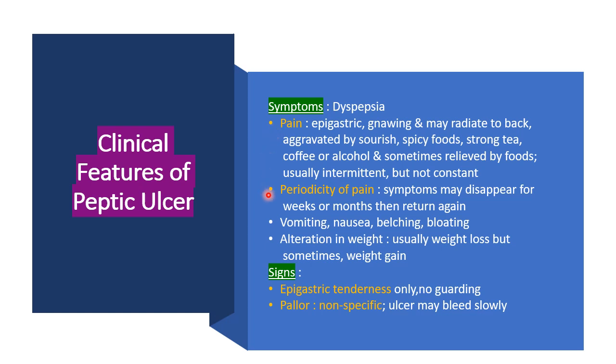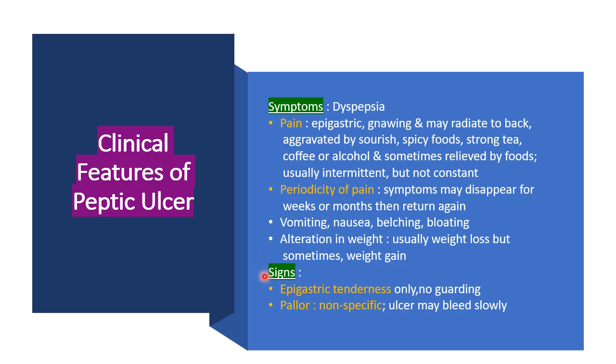The periodicity of the pain is also important. It's a chronic disease, so the periodicity of the pain is also important. Symptoms may disappear for weeks or months and then return again. Vomiting, nausea, belching, and bloating are other associated symptoms. Alteration of weight, usually weight loss, sometimes weight gain, may be an associated factor.